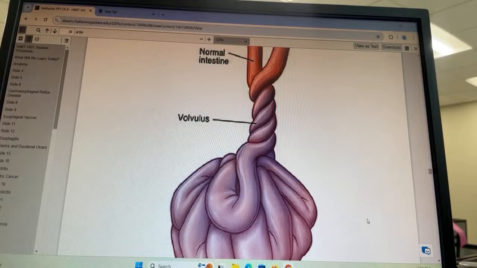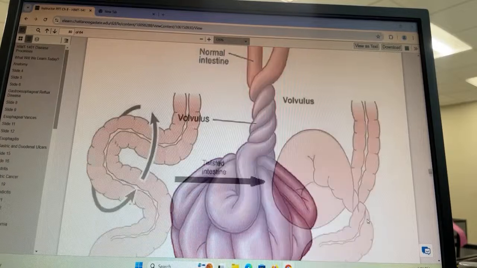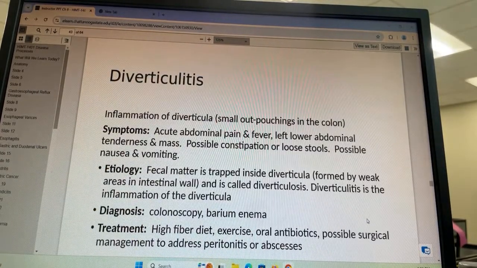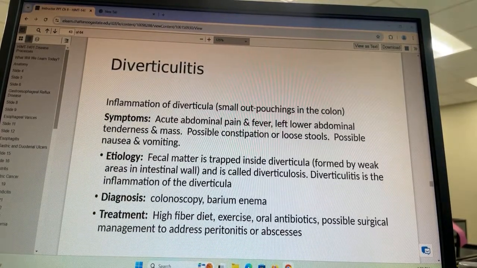Does that make sense? So they have to take out the old stuff, give you a temporary ostomy, and then come back in later when everything's calmed down and reconnect to two different spots so that it can be one continuous unit again. Okay, any questions about that one?